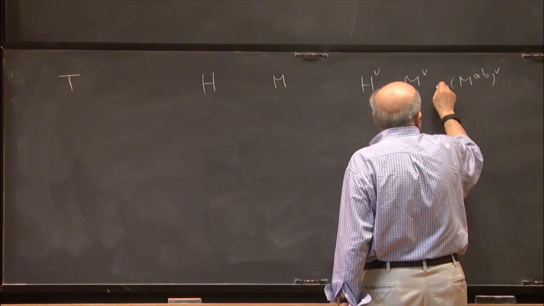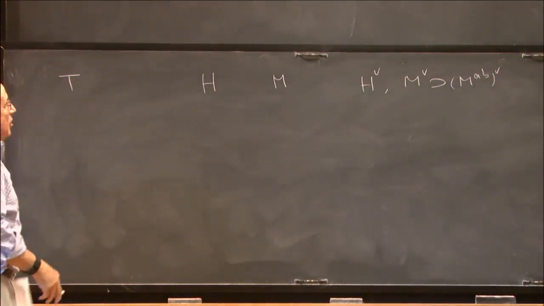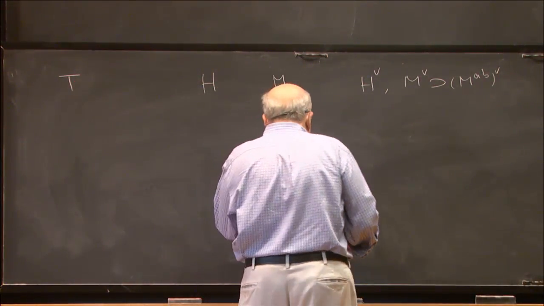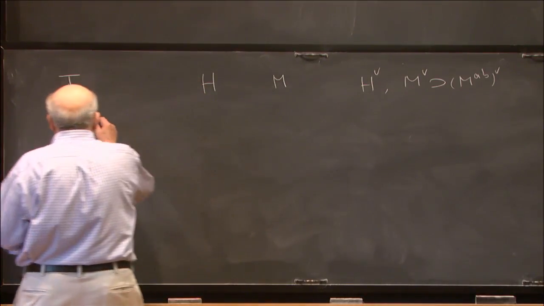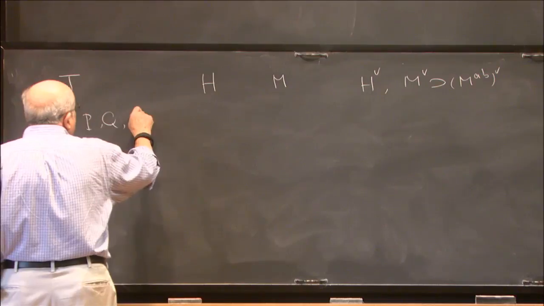That would be the center of M check. M was our Levy subgroup. That would be the center of M check. And then of course you have the parabolics P and Q, they contain T.